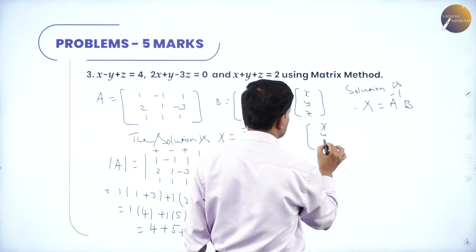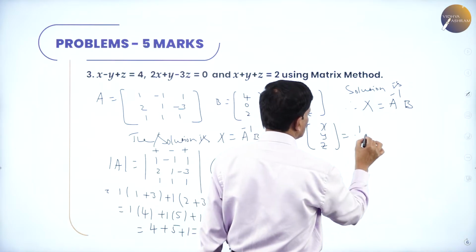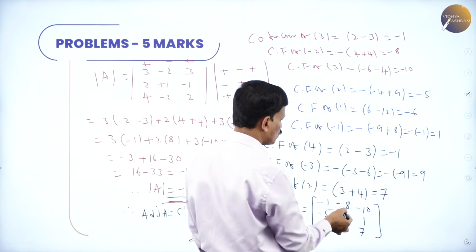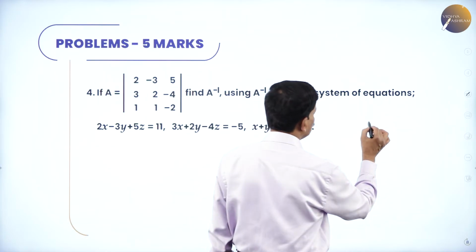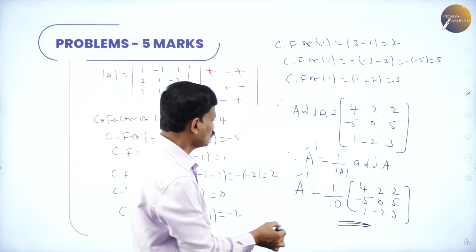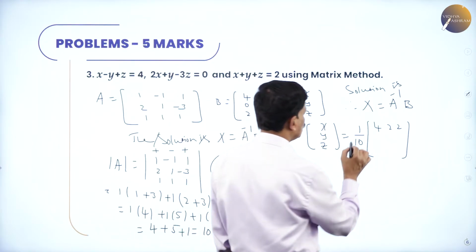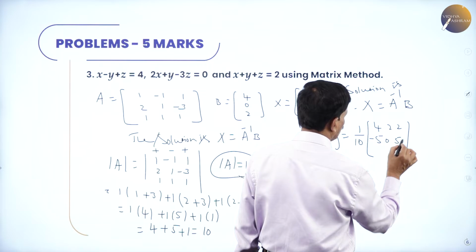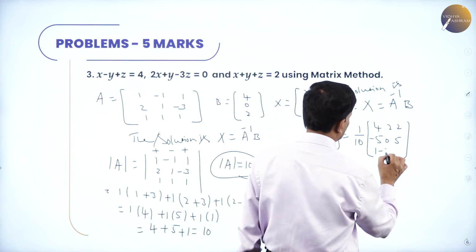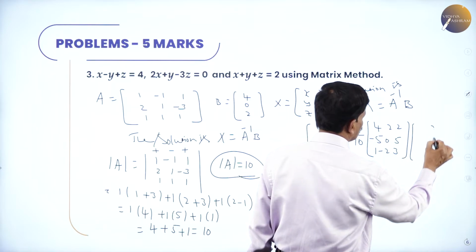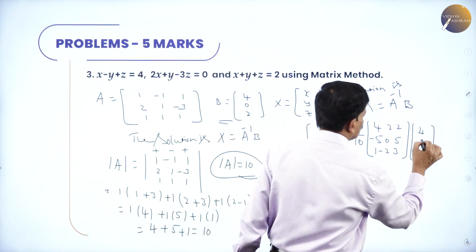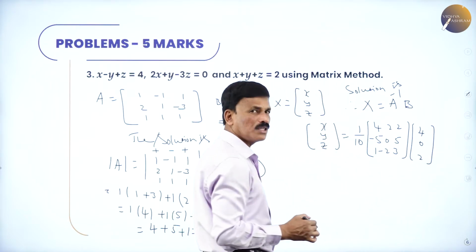What is x? x, y, z. A inverse is 1 over 10 into these elements. What are the elements? 4, 2, 2, then -5, 0, 5, then 1, -2, 3, into, what is B? B is equal to, this is B, 4, 0, 2. Now simplify this.